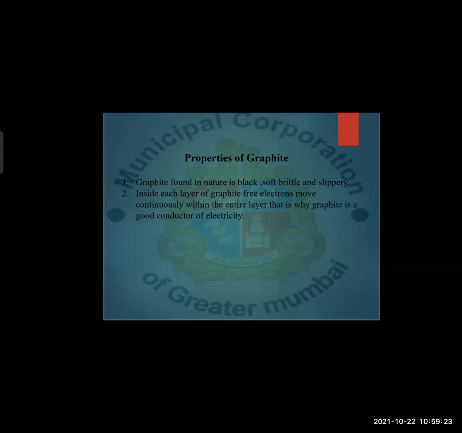What is meant by brittle? Okay, if we drop that graphite lump on the ground, it will break. So such things which break easily on falling to the ground are known to be brittle substances. Like glass is also brittle. A lump of earth is also brittle when it falls to the ground. At the same time, it is slippery also.